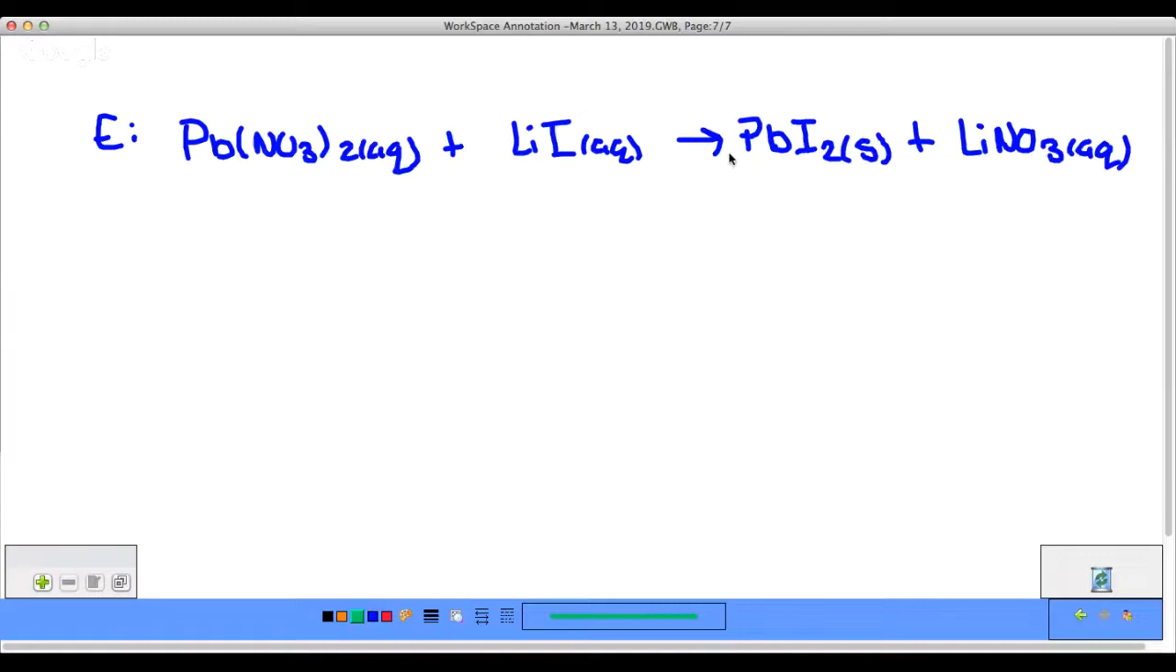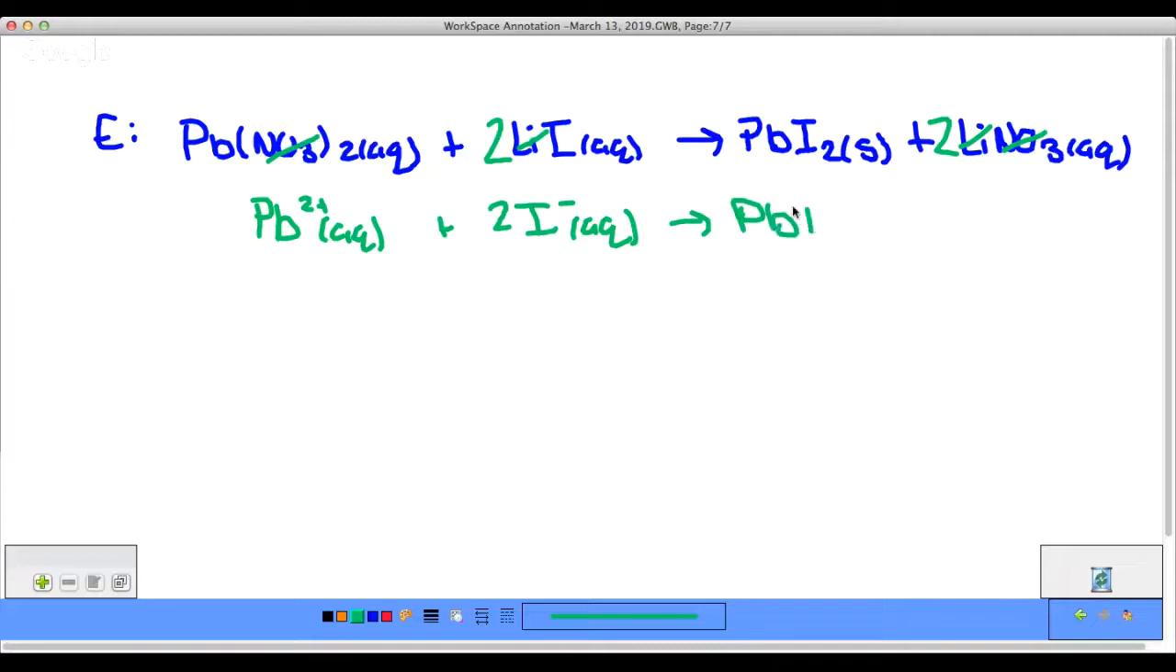So if we were to write out our net ionic equations, I'm going to do a shortcut really fast because these are all aqueous. Let's balance this. Let's go 2, 2. What you would see is that your nitrates would cancel out, your lithiums cancel out, and you're left with your lead and your iodide. So I'm doing a shortcut, you guys. You're going to have your lead, your iodine, and then your lead 2 iodide, and that's going to be a solid. So that would be your net ionic equation.